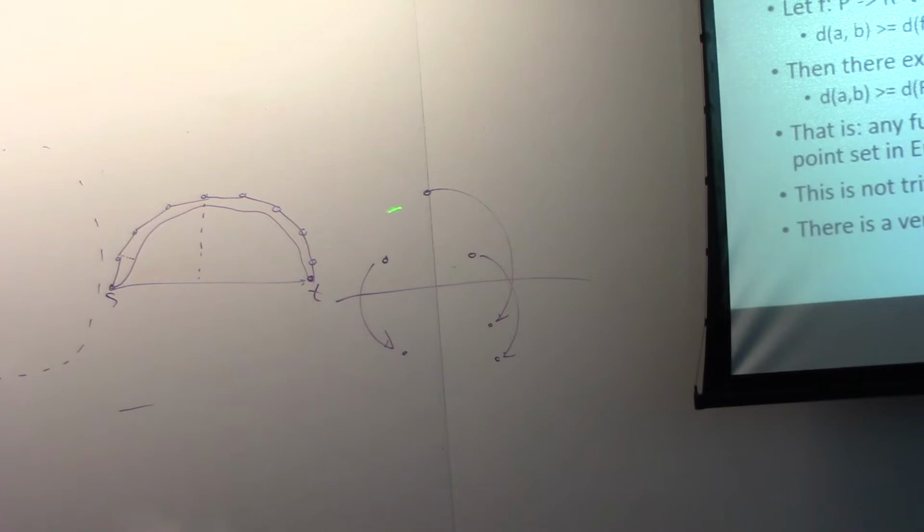The claim of the Kirszbraun theorem is that not only do your pairwise distances shrink here, but you can find an extension to the entire space, such that all pairwise Euclidean distances shrink. So basically, given a function that has a nice property, you can extend it to the entirety of the Euclidean space. This is not a trivial theorem. It's in fact a very fun exercise to try and prove this theorem on 3 points.